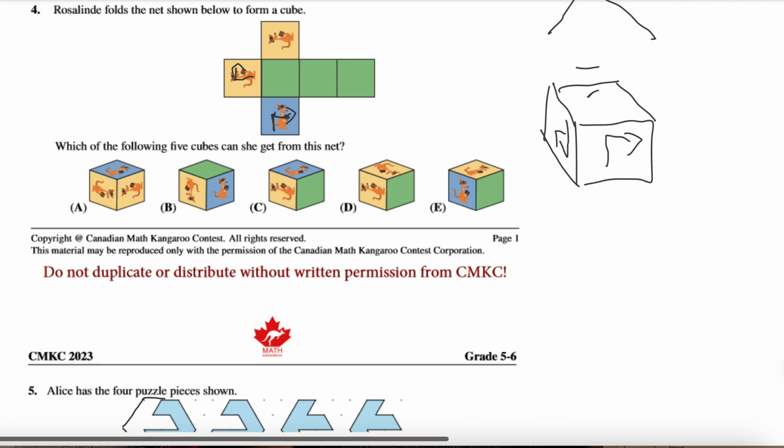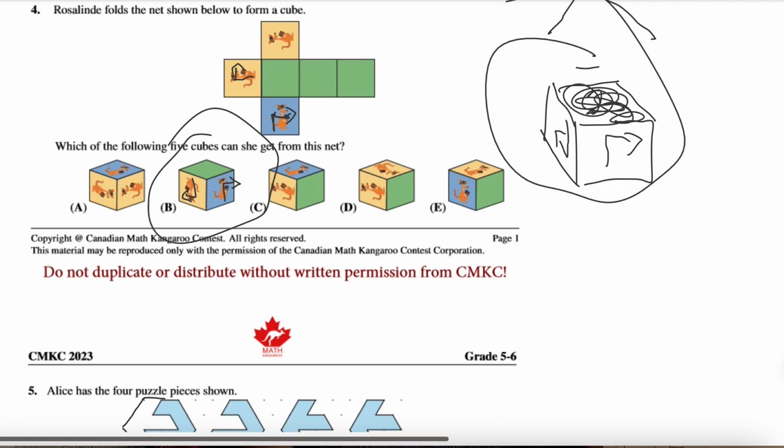And now the top would be green. Let's see if there are any matching cubes. The top is green, the kangaroo is looking this way, and this kangaroo is looking this way. So then you could see that this one and this one are an exact replica. So the answer is B.